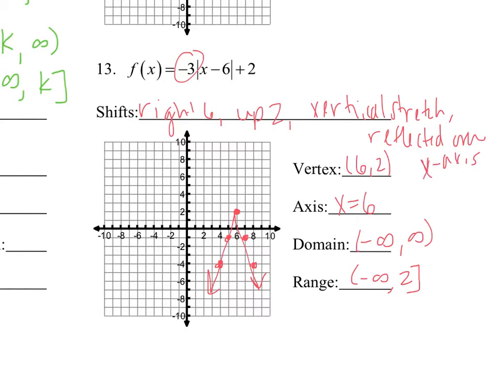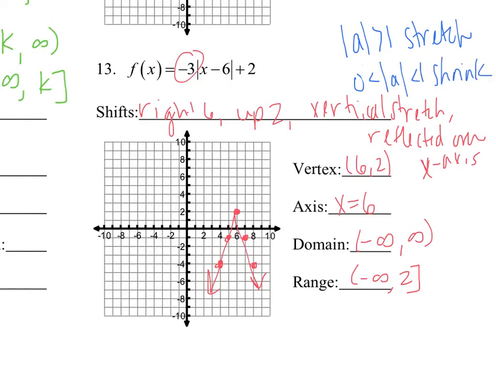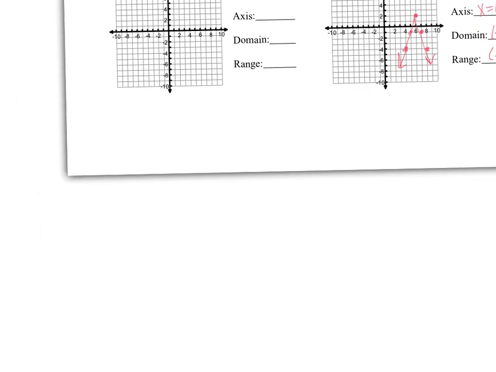So remember the difference between a vertical stretch and a shrink: if the absolute value of a is greater than 1, it's going to be a stretch. If the absolute value of a is between 0 and 1, it's going to be a shrink. Okay. Alright, that's going to conclude our review on absolute value.